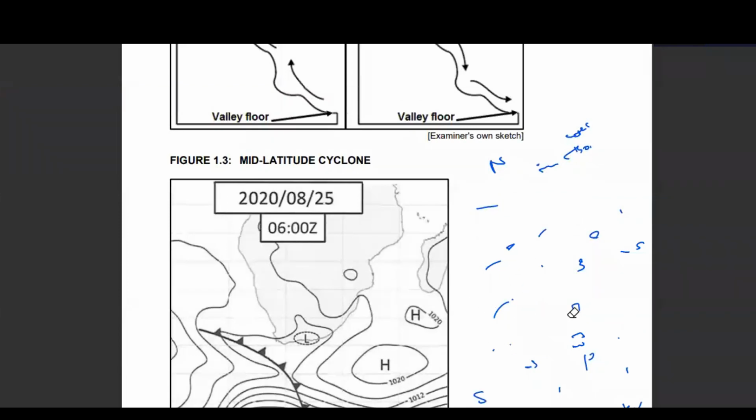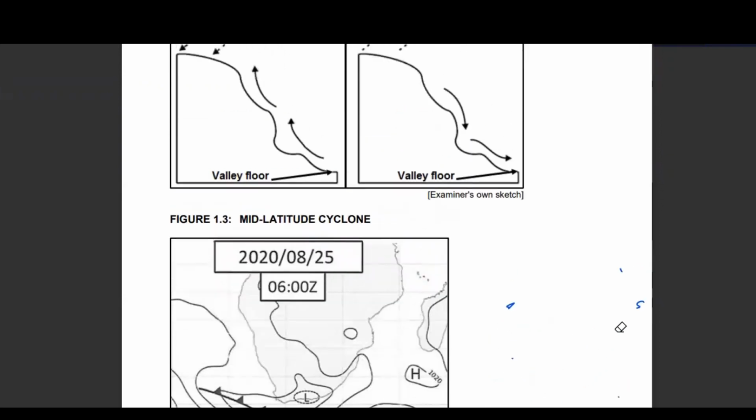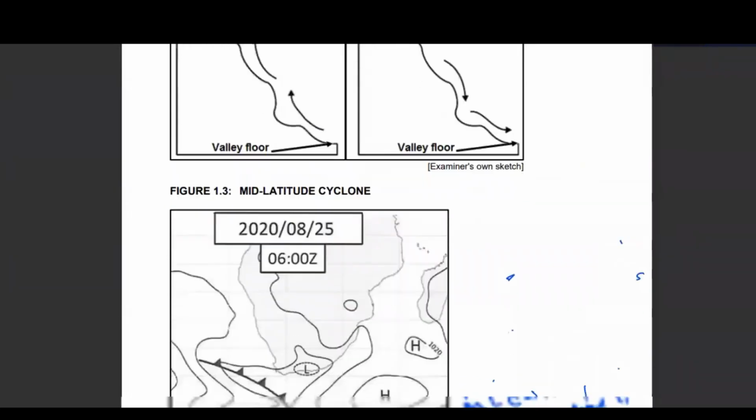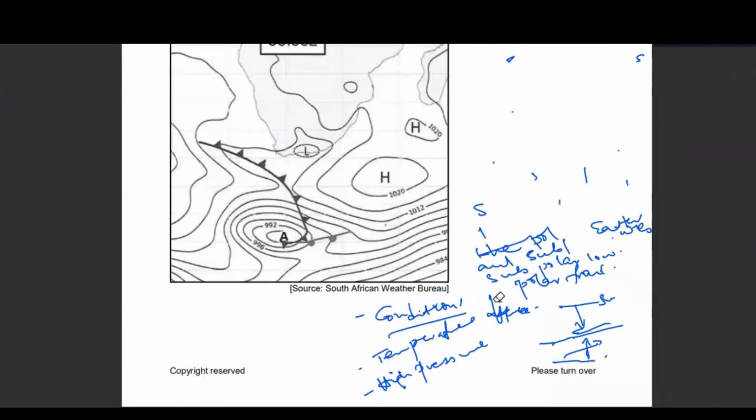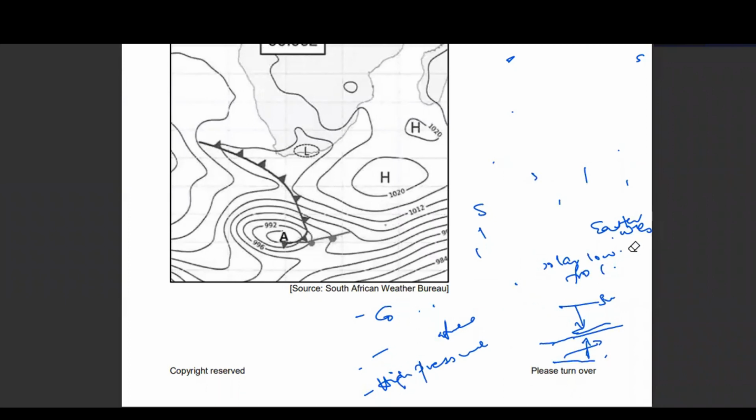I've told you this several times. So now I want us to make sure that we learn how we can handle different questions and how we can answer those different questions that might come our way. So I got this question from one of the past papers in previous years, and this question is in the form of a synoptic weather map that is related to a mid-latitude cyclone.